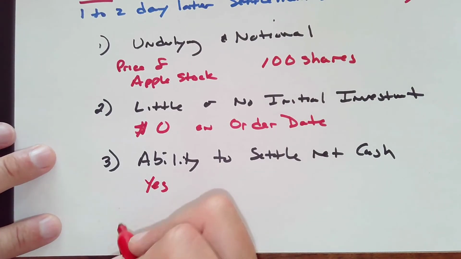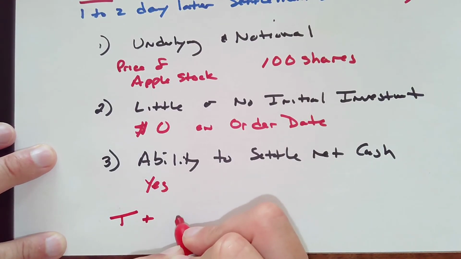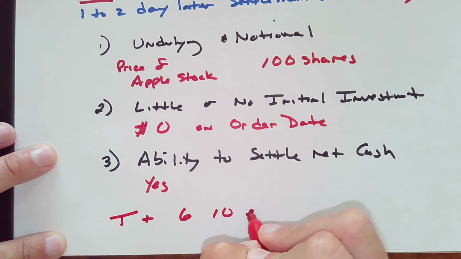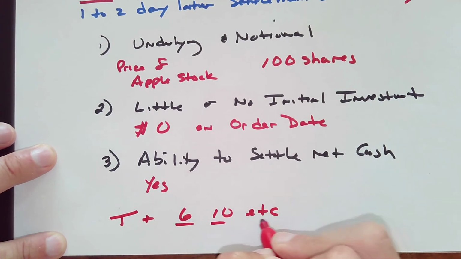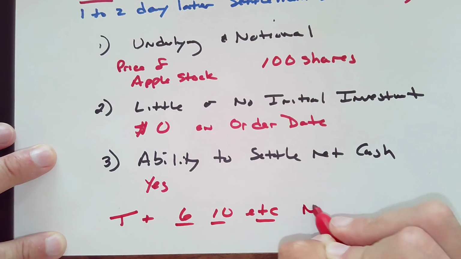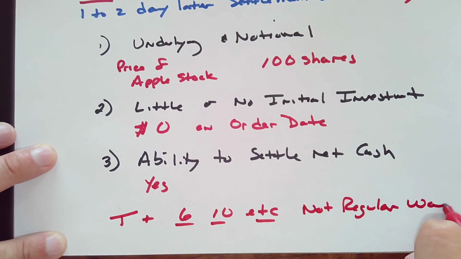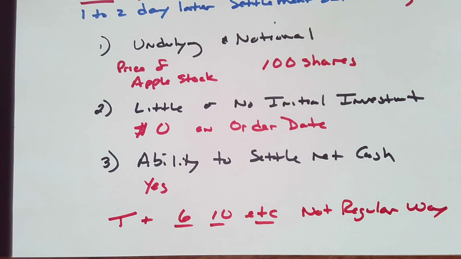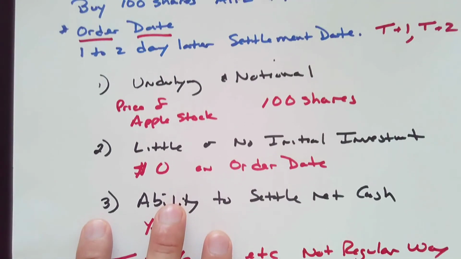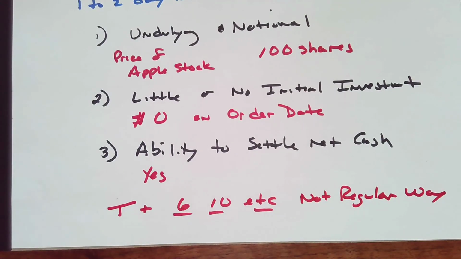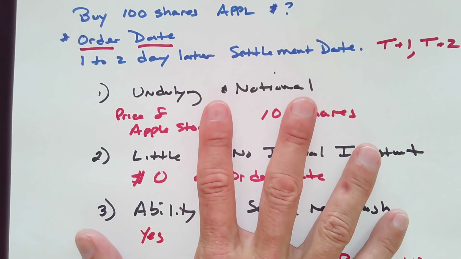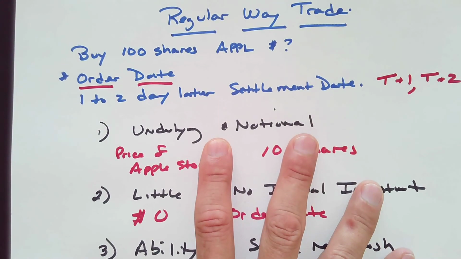If this was T+6, 10, etc., these are not regular way. So you need to, again, make sure you know what is normal and is this particular transaction covered within the literature as being an exception.